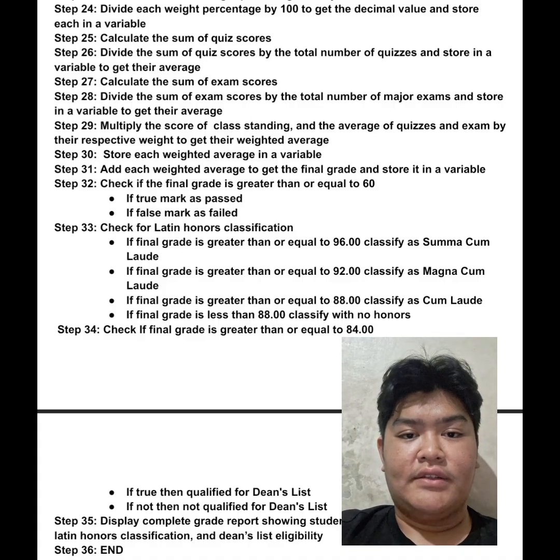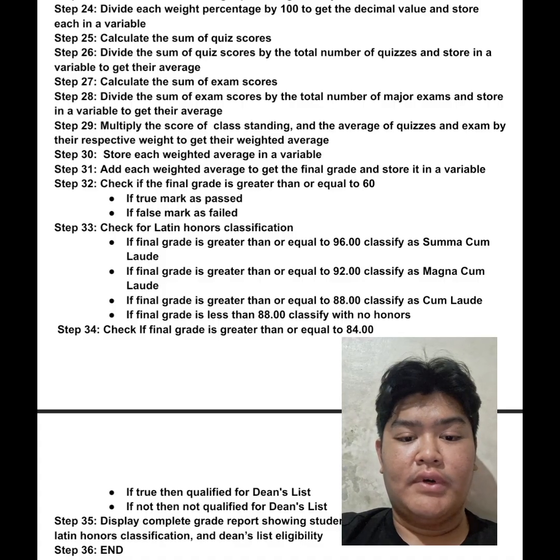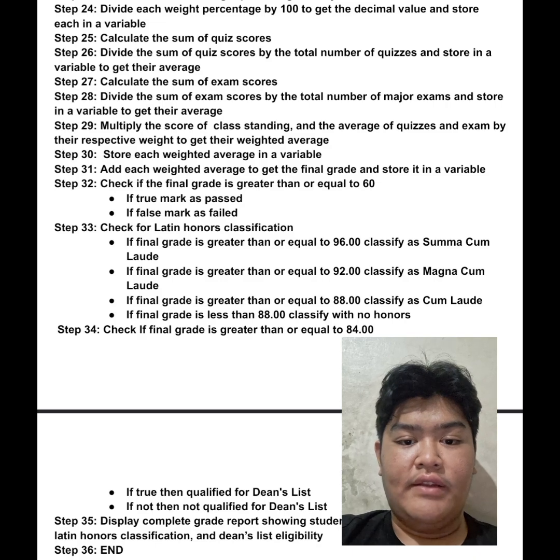Next step, we calculated the sum of the quizzes and we divided it by the total number of quizzes to get their average. Same goes for the exam scores. We calculated the sum of the exam scores and divided it by the total number of major exams and stored it in a variable to get the average.